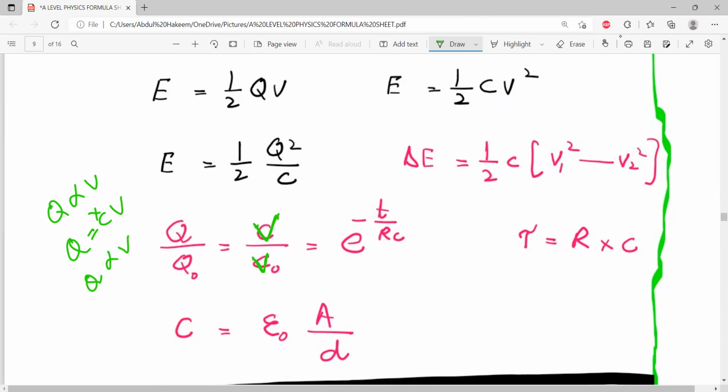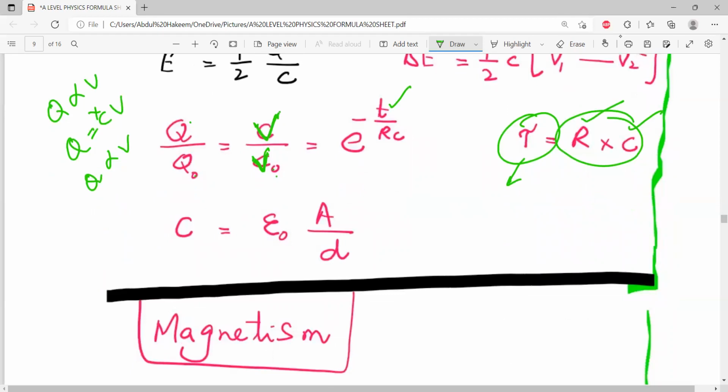So we can write either V over V naught or Q over Q naught is equal to e power minus t over RC. This RC is the time constant, meaning the time taken by the capacitor to discharge itself completely, full discharge time. This R is resistance, C is capacitance. But if a partial charge discharges, a small fraction of the charge discharges, then a small voltage is dropped, then this time is required. So Q over Q naught or V over V naught is equal to e power minus t over RC.